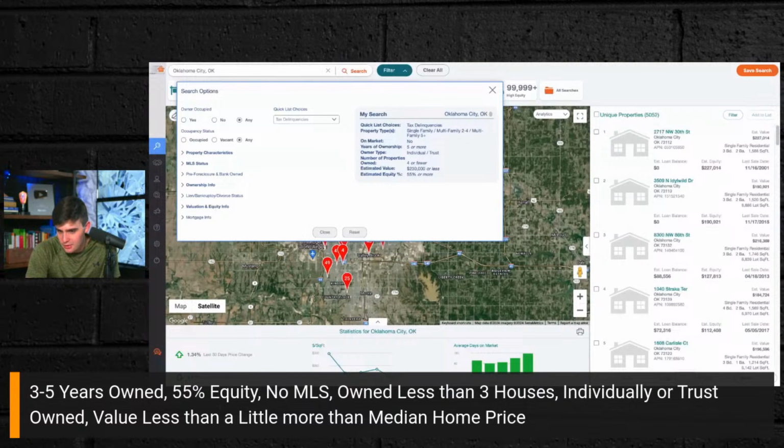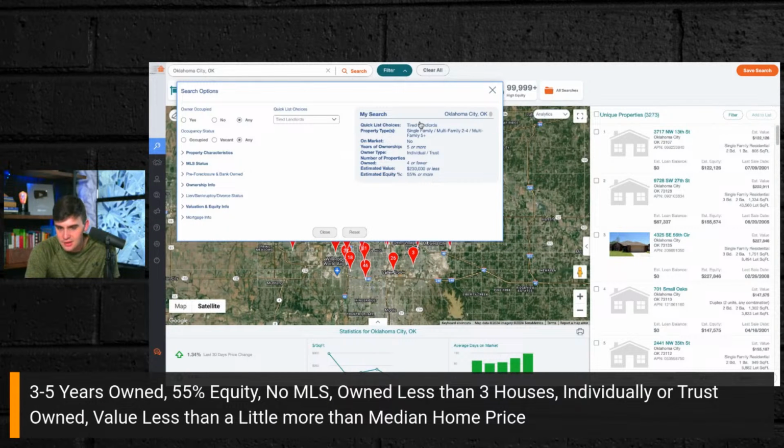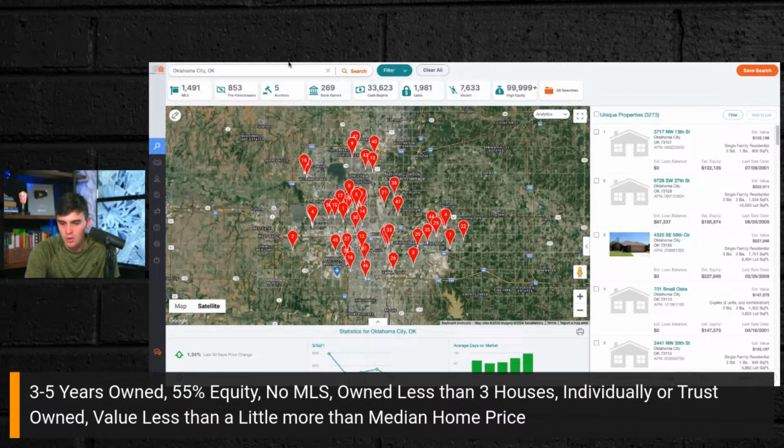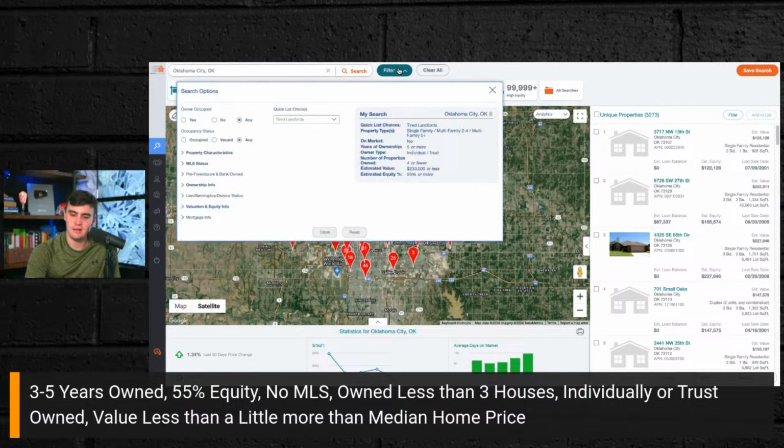Let's do tired landlords too. It's about 3,000. That's a good amount right there. So honestly, I would add the 3,000 and then the tax delinquency. That's about 4,000. Let's just keep it at 4,000. That's a lot for one person to cold call in a month. If they're not using a dialer. If they're using a dialer, we could probably make that work pretty well. Let's just do the tired. I like tired landlords right now too.